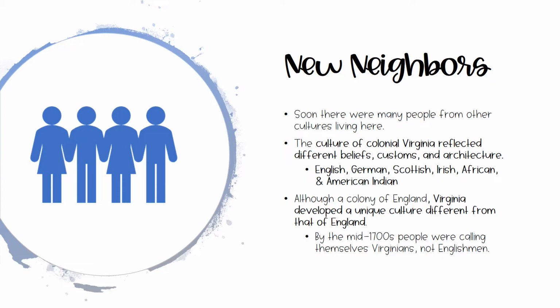When the Virginia Company of London founded Jamestown, they hoped to copy England in America, but that did not happen. Soon, there were many people from many other cultures living there, not just the Indians, the Africans, and the English settlers. There were people from Germany, Scotland, and Ireland as well. Even though it was a colony of England, Virginia developed its own unique culture that was totally different than England. And by the mid-1700s, people were beginning to call themselves Virginians, not Englishmen.